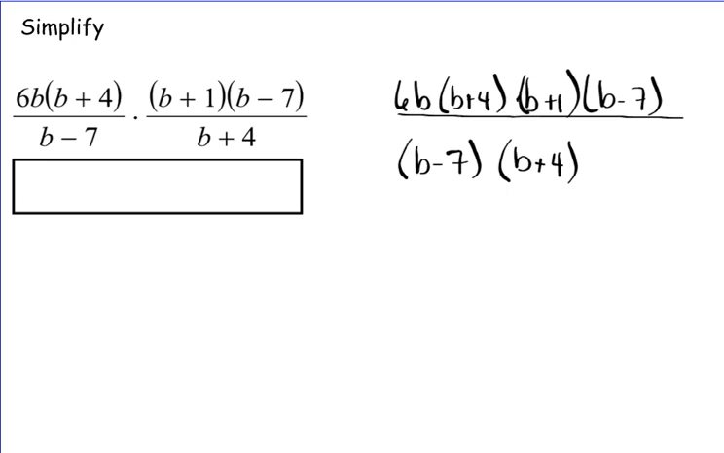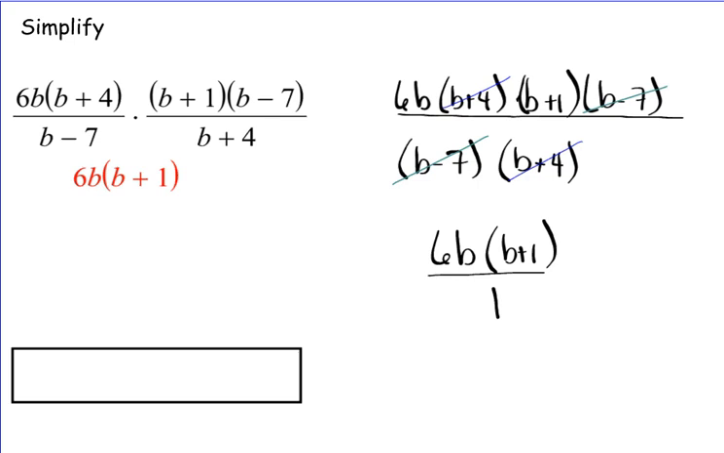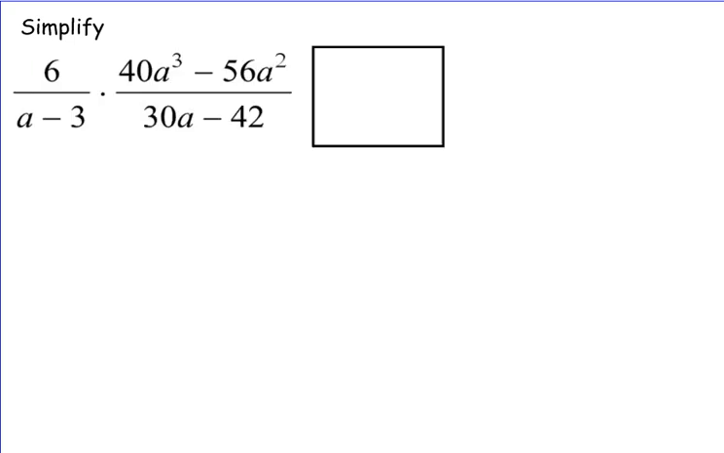Now, because it's all multiplication on top and all multiplication on bottom, I can start simplifying by canceling factors that are in the numerator, b plus 4, and factors that are in the denominator, so that what I end up with is, in this case, 6b times b plus 1 over 1. Since it's over 1, the answer would just be 6b times b plus 1. Notice I didn't carry it out. I didn't do any multiplication. I was just simplifying.